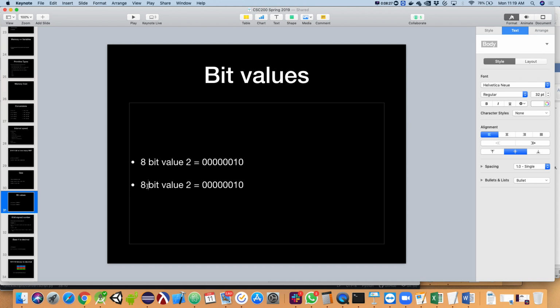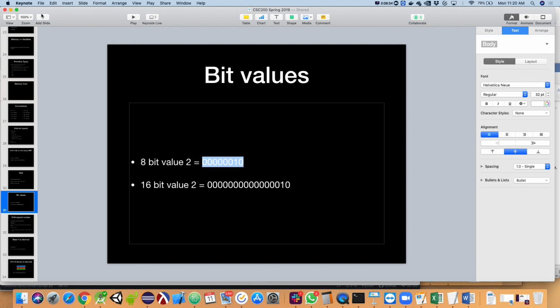The 16-bit value 2 is that. Same exact value, we're just representing it with more zeros and ones. 32-bit value, rinse, lather, repeat. Just keep putting more zeros in there. Okay? So now we need to understand, why is this the number 2?